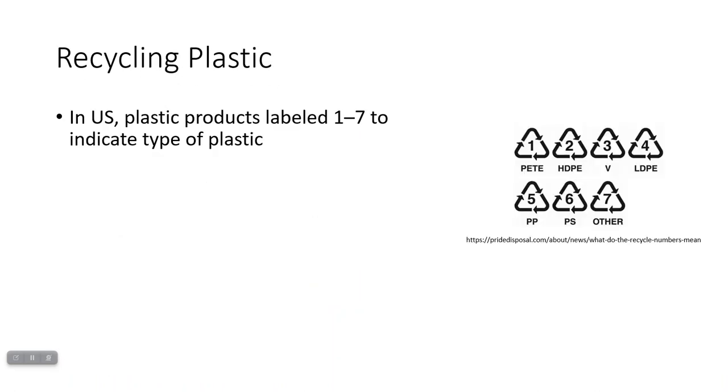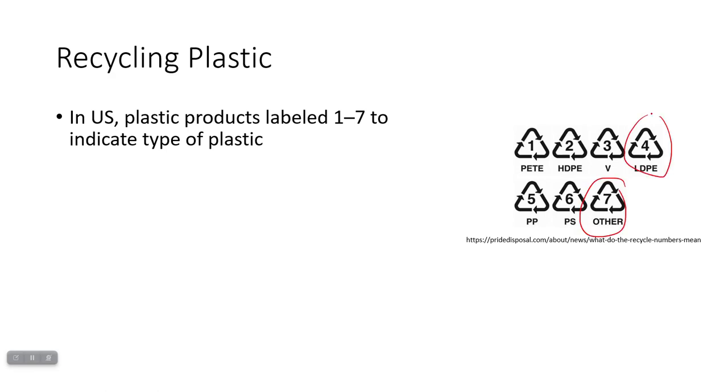In the United States, we tend to label our plastic products with numbers 1 through 7 to indicate what type of plastic they are, and that also helps you determine whether it's recyclable in your area. For example, I don't think in the city of Dallas we recycle type 7 or type 4.